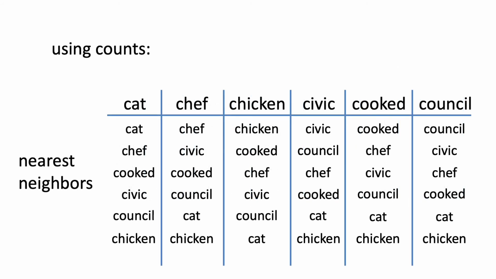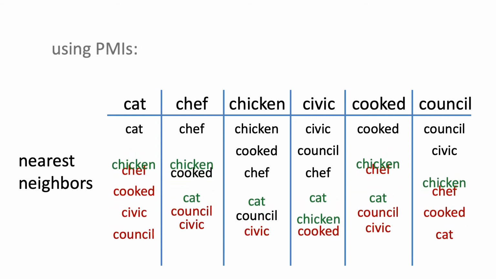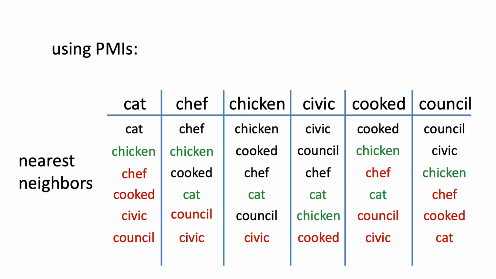Now let's see how the nearest neighbors are affected by changing from counts to PMIs. Here, green words are those that moved up in the list while red words moved down. We generally find that using PMI works better than counts for distributional word vectors. And the basic idea underlying PMI has been applied in a lot of different settings in NLP, so it's a good thing to know about.